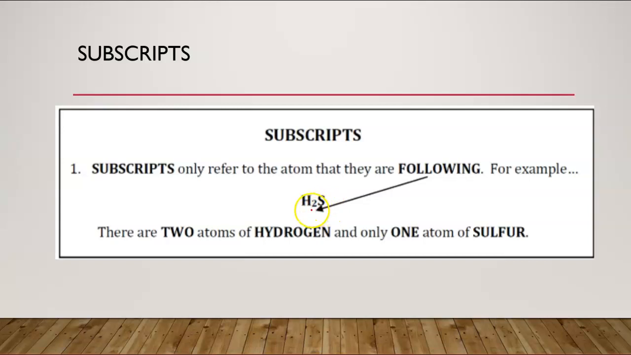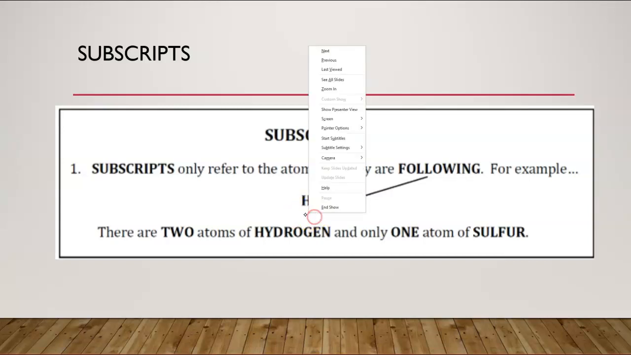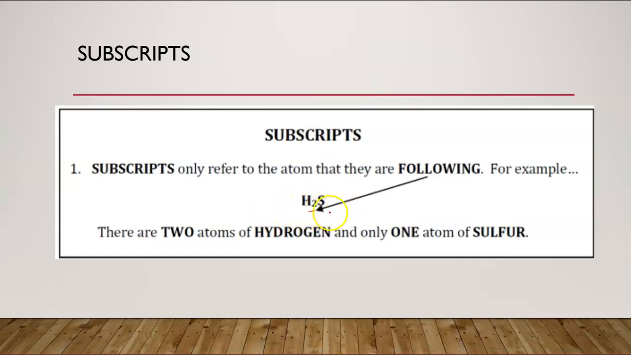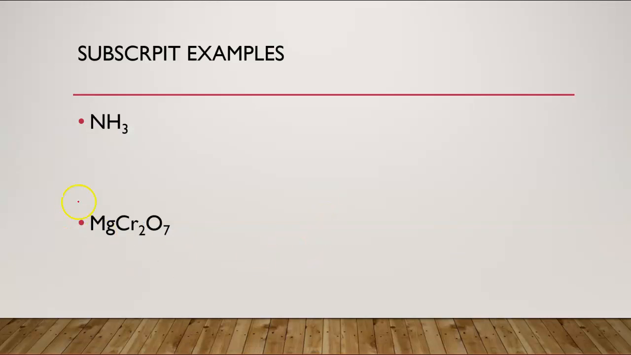So here we have H2S, so that 2 only applies to the H, not to the S. So there are 2 hydrogens and 1 sulfur. So here's where they look. Here we have NH3. So NH3 means there's 1 N, and then for the H's we have 3 H's. So there's 1 N and 3 H's. That's how many we have.